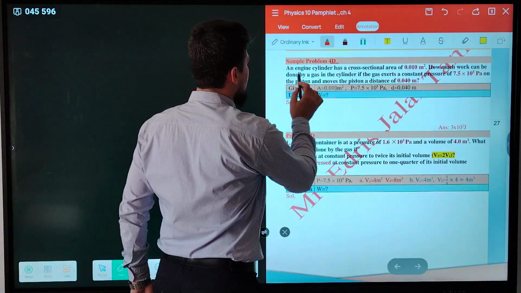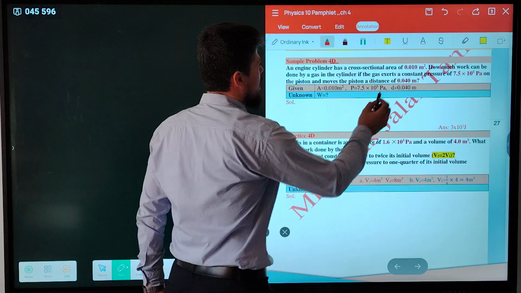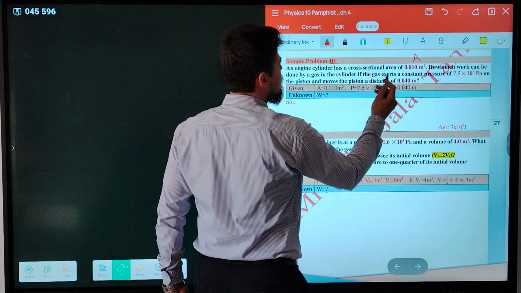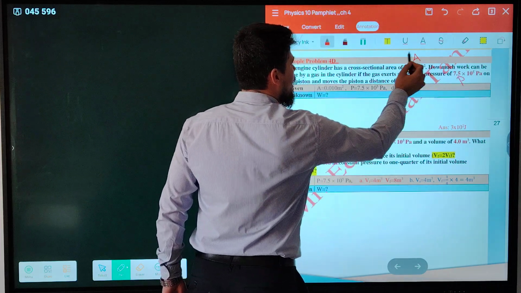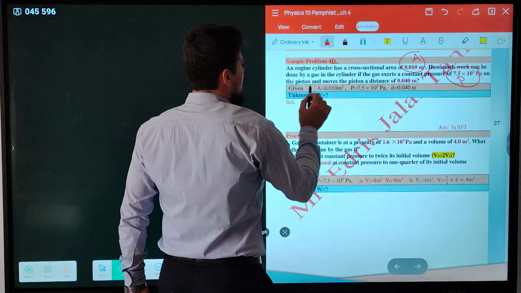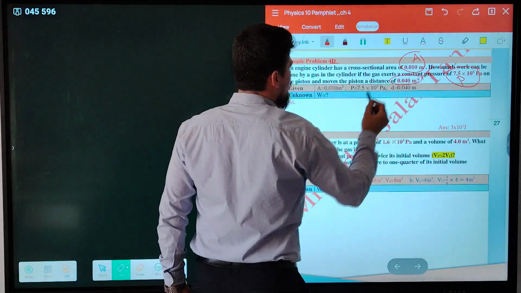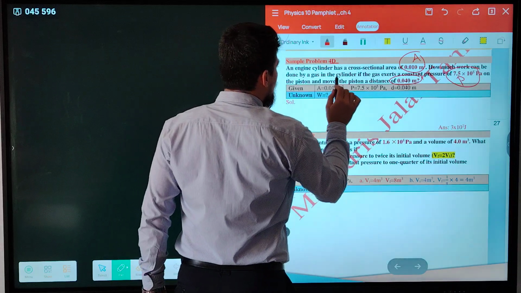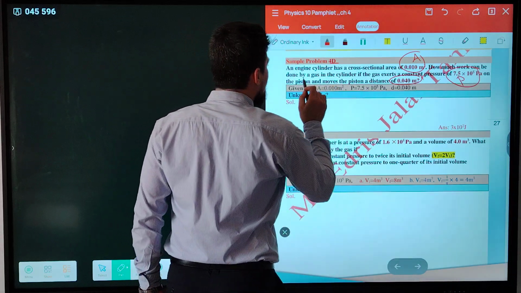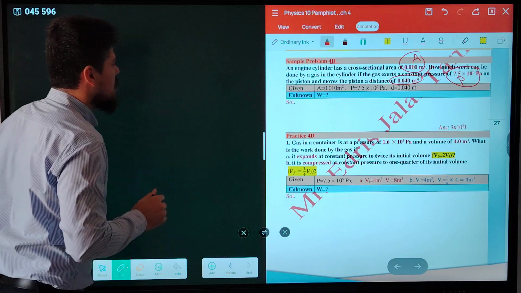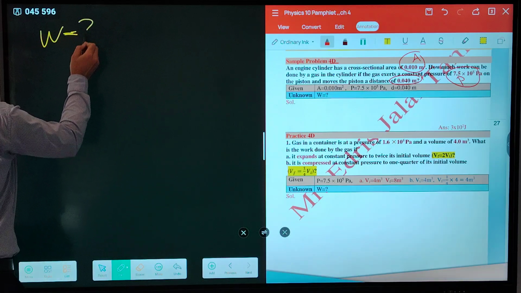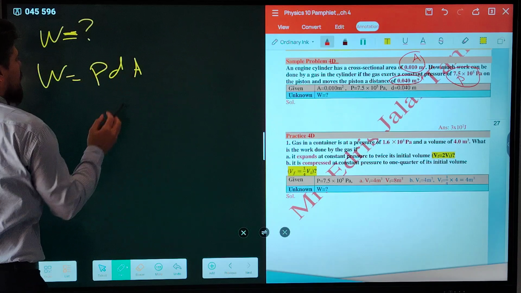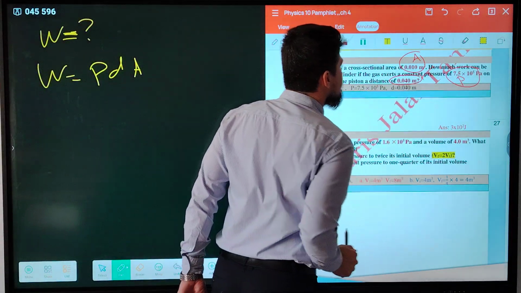Look at sample problem 4D. An engine cylinder has a cross-sectional area. This is the area. How much work can be done by the gas in a cylinder if the gas exerts a constant pressure? This is the pressure. We have area and pressure, and the gas moves the piston a distance of 0.04 meter. What is unknown? The work done. Which equation can be used? This equation: pressure times distance times area, because we have both area and distance.